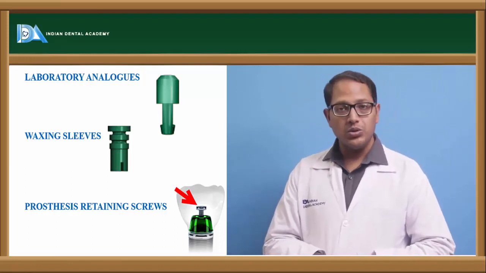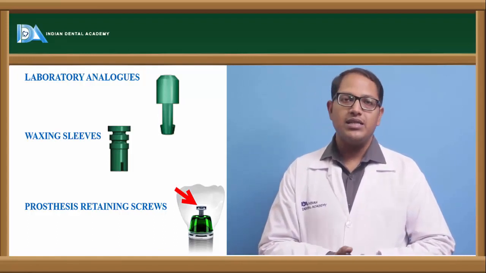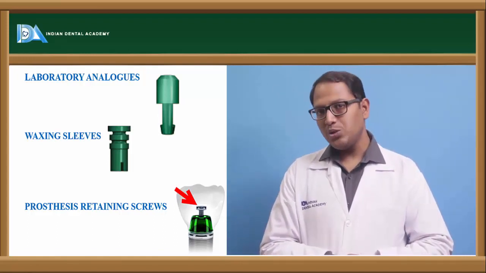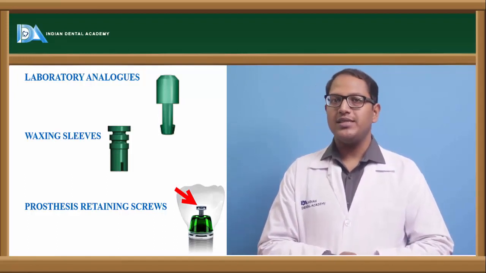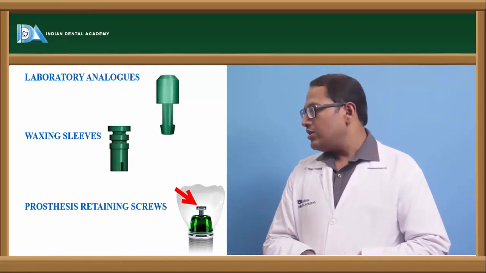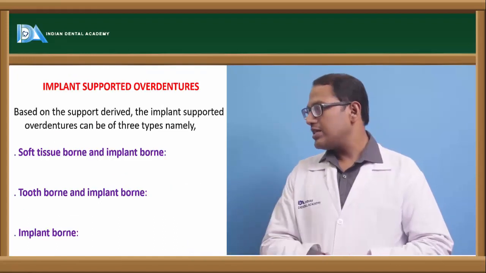Prosthetic retaining screws: a prosthesis can be of two types. It can be either cement retained or screw retained, or the new concept is the cement screw retained prosthesis, CSRP. So in CSRP, these are the prosthetic retaining screws that are present.